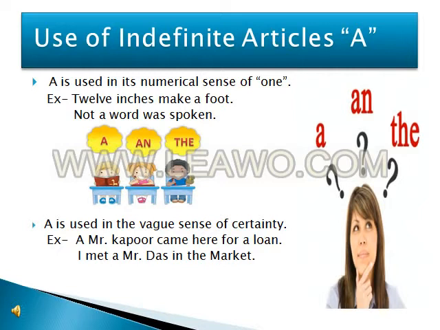In the same way, the second example: I met a Mr. Das in the market. Like I was walking to the market for shopping and all, and I met there somebody named Mr. Das. Clear? So when there is a vague sense of certainty, we use article a.